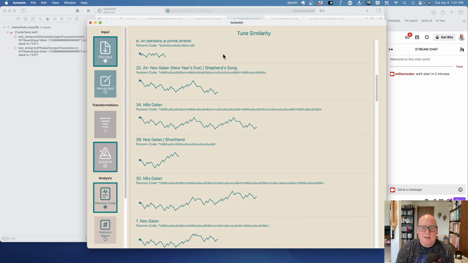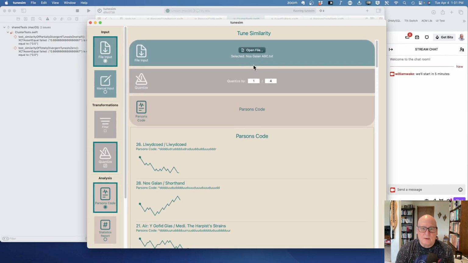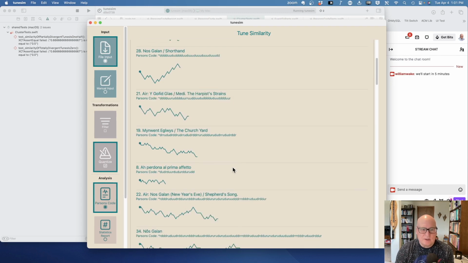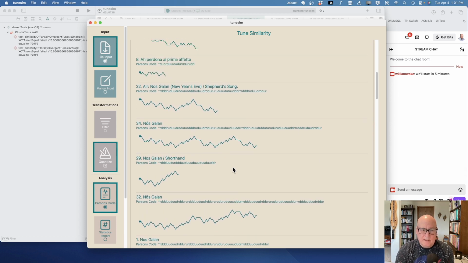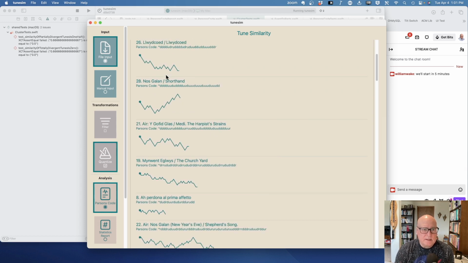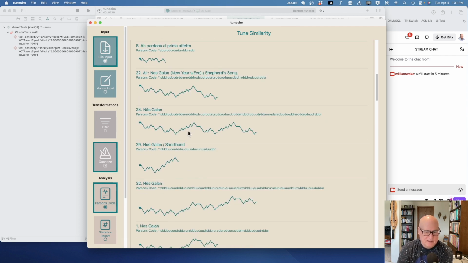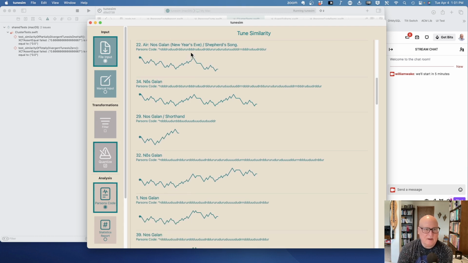All right, so here I've loaded up our no scaling file, which is 39 different versions of Deck the Halls. You can see that they have different shapes. Parsons code gives you, I think of it as the derivative of the shape or something like that. It doesn't care how far you're jumping, it just cares which way you're jumping. So this one is mostly going down, this one goes down a little, and then up. And then we get some others, like 34 and 32 aren't the same, but they're pretty similar. 22 is very similar as far as it goes.